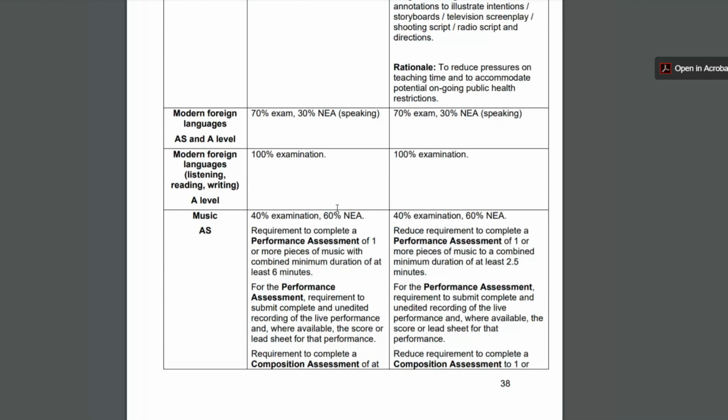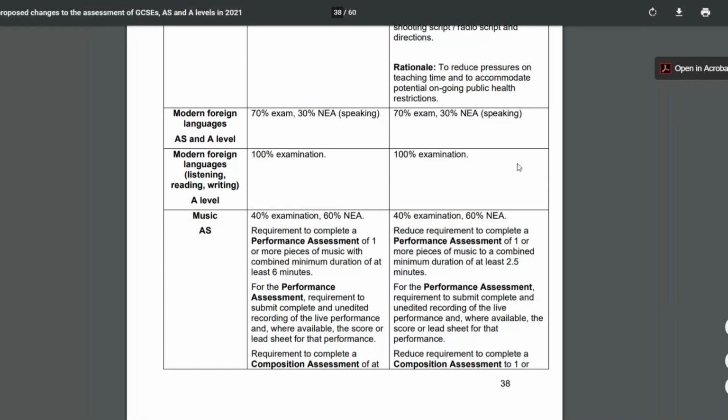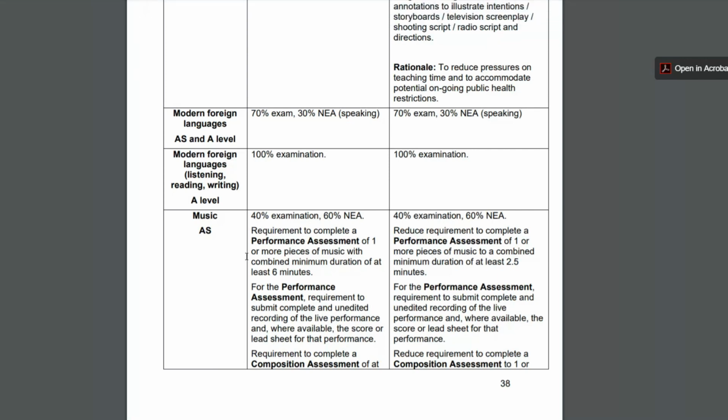MFL, so modern foreign languages, AS and A level, it stays the same with 70% exam and 30% NEA, that's speaking. It was that before and it's going to stay that afterwards. For MFL with listening, reading and writing, that was 100% exam before, it's going to stay 100% exam after.